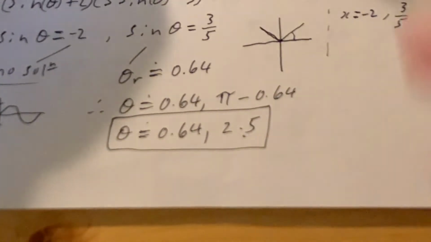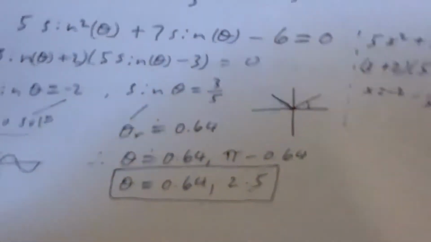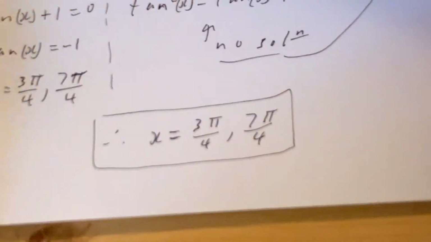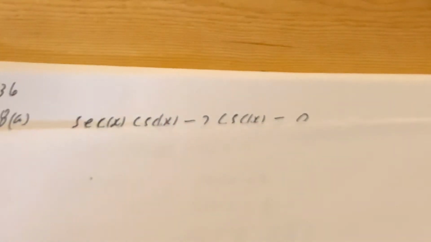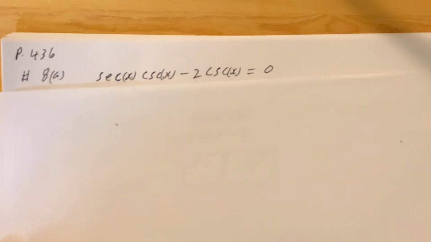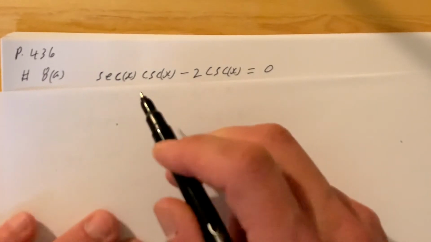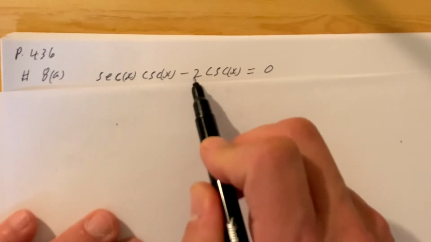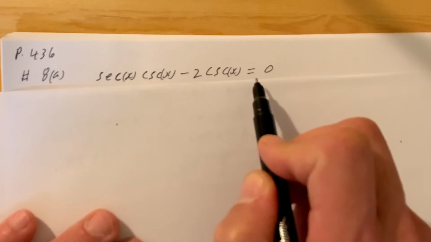All right, so there's some quadratic trig equations. Let's look at some that are a little bit more complicated. These are from the textbook, page 436, just adding a little twist to some of these. So here's one: secant x times cosecant x minus 2 cosecant x equals 0.